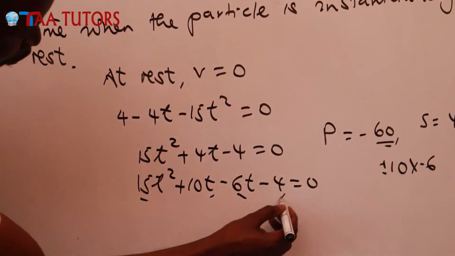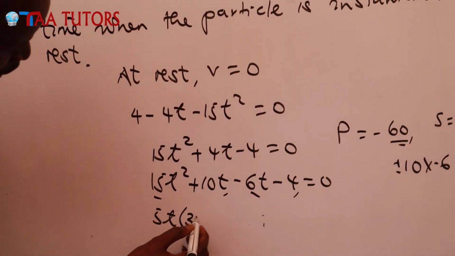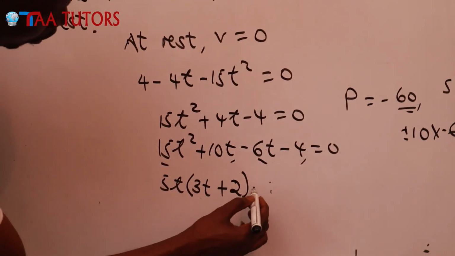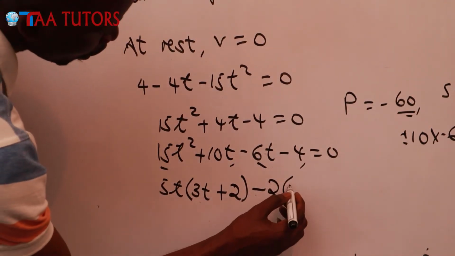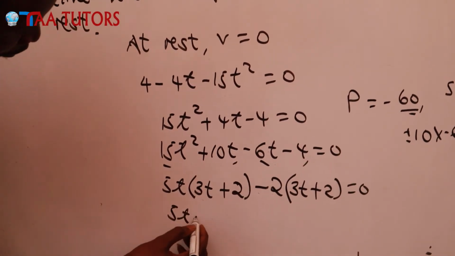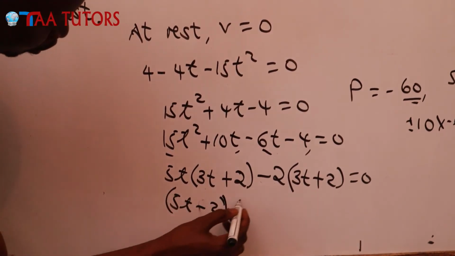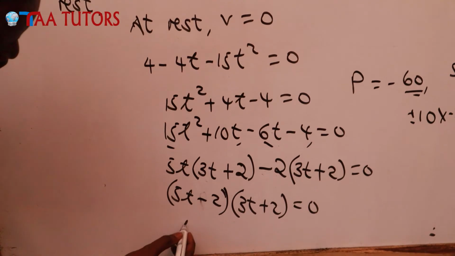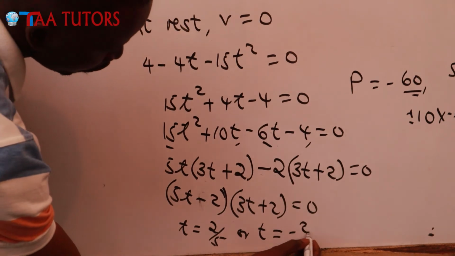So taking brackets, I'll take 5t into 3t plus 2, minus 2 into 3t plus 2 equals 0. So 5t minus 2 into 3t plus 2 equals 0. Here we can say t will be 2 over 5, or t equals negative 2 over 3.